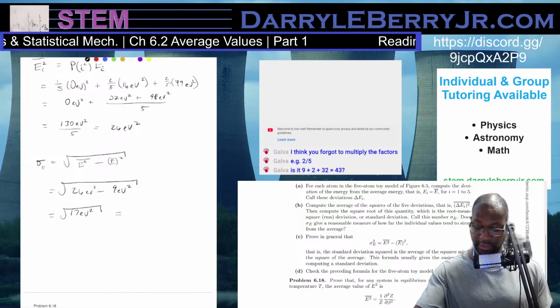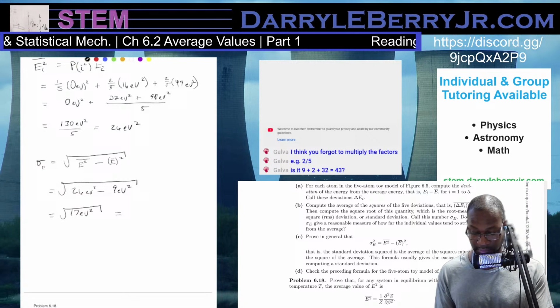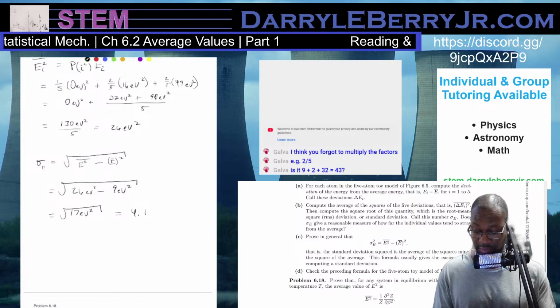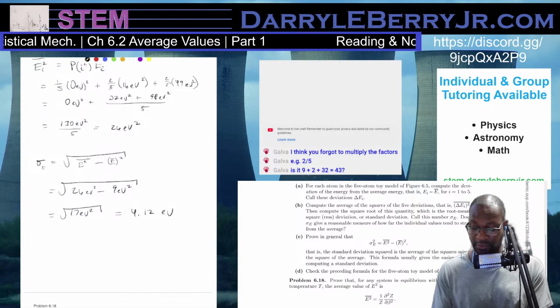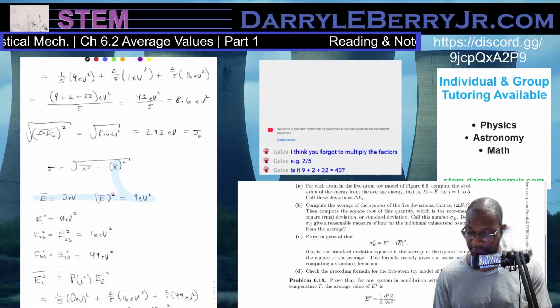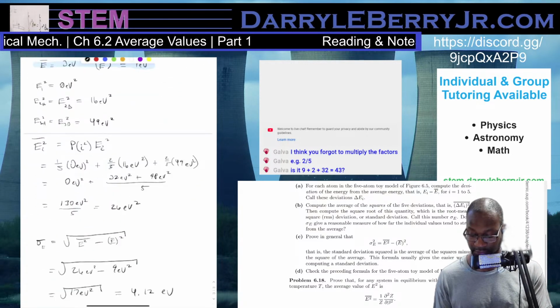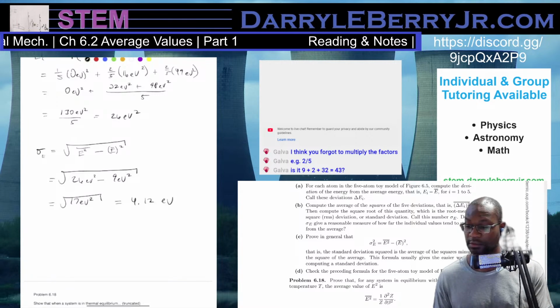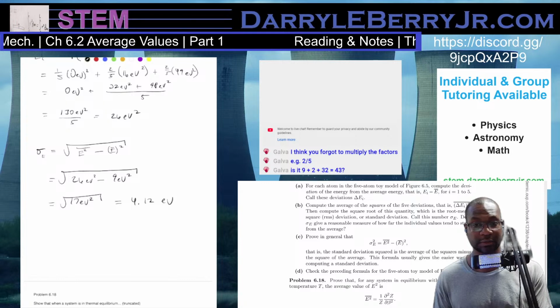That doesn't seem right. Let's see. So now we're getting 4.12 electron volts. So I think I did some math wrong somewhere. Let's see what I did. Unless I'm thinking about this problem incorrectly.